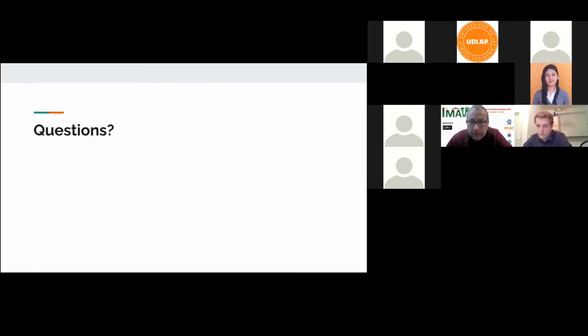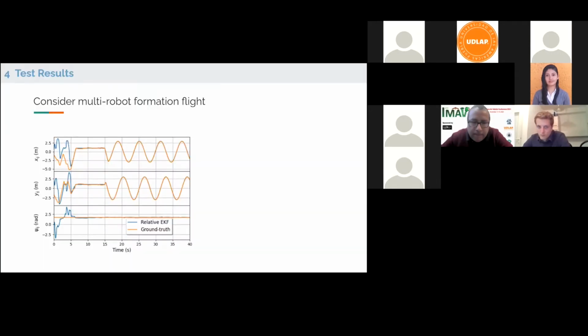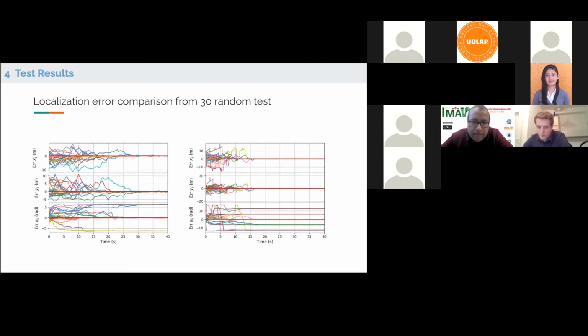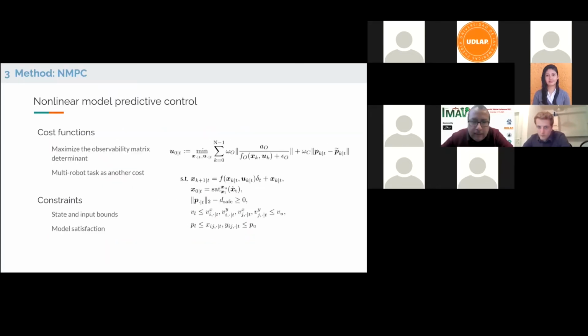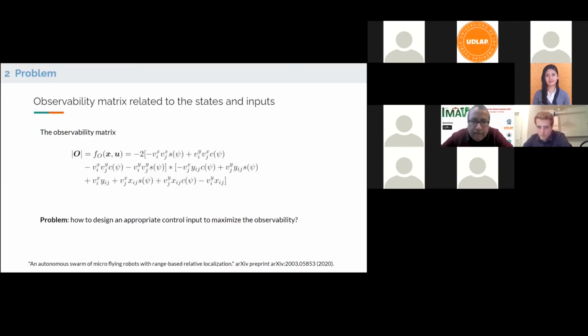I have one question. Why did you decide to measure observability through the determinant? Actually, it is a nonlinear observability theory from the linear derivatives. Yes, but you have a matrix, and you are defining a kind of distance of this matrix. Why did you decide to use the determinant?